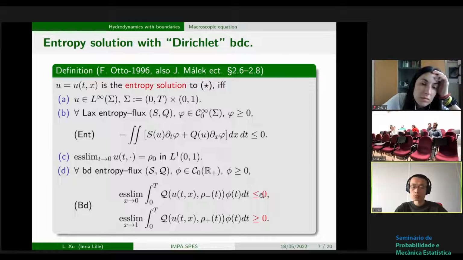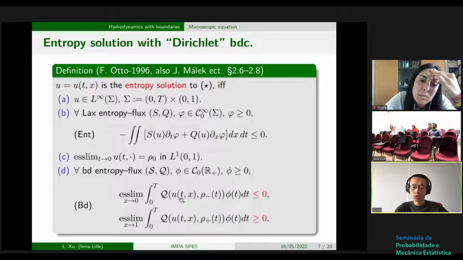Okay, I didn't write here, but of course the entropy solution defined in this way is well defined. It means it exists and it is unique for the scalar case. So I write this here. It's a very good mathematical definition, but you still think, okay, I still don't know what really happens at the boundary, because here this essential limit, I cannot exchange with this integral.